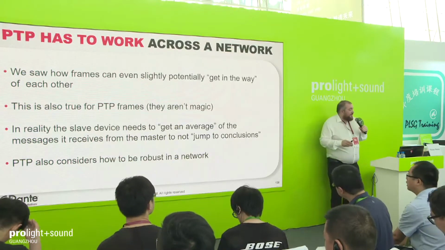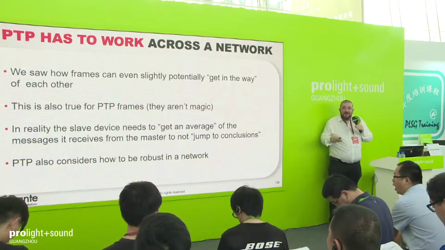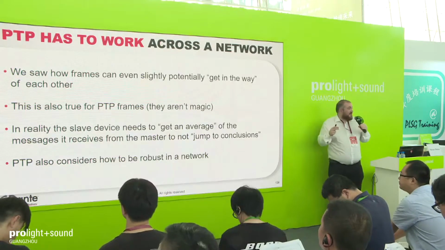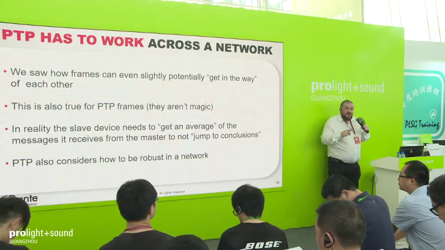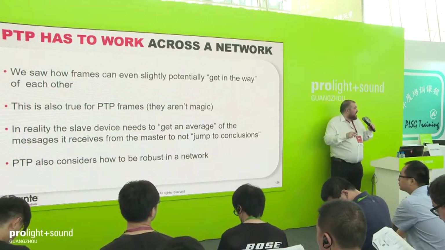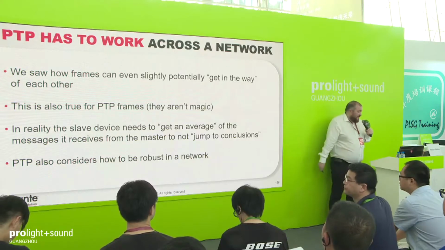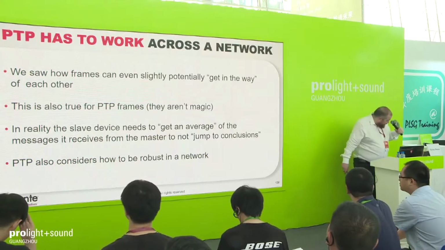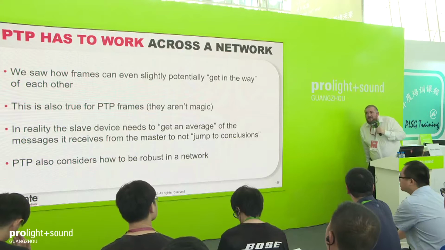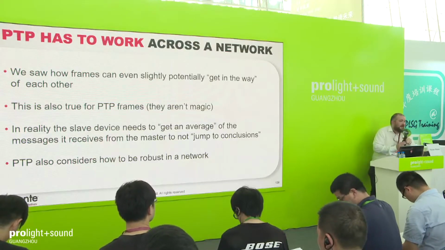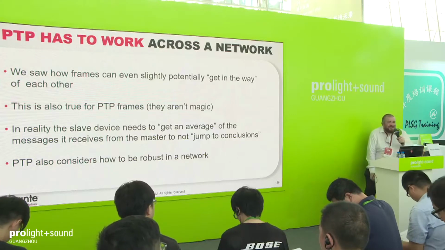So we saw how frames can potentially get in the way of each other in quality of service. Now, if I get two frames hitting the switch at the same time, in a switch we'll just queue them. In a hub they collide and they cause problems, but in a switch we keep them separate and we buffer them. So what we have to do is consider what the maximum possible delay of a frame is. And what we're concerned about is maximum possible delay.